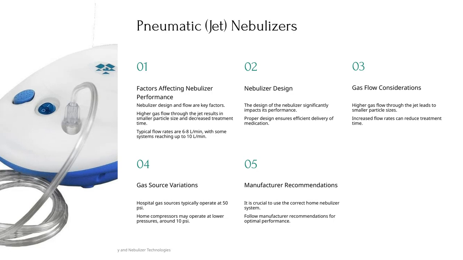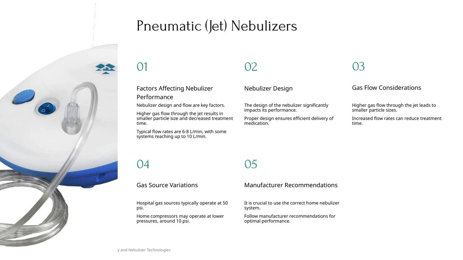When it comes to aerosol drug therapy at home, using the correct nebulizer system is absolutely essential. Following the manufacturer's recommendations helps ensure you're getting the best possible performance from your device. Now, it's important to understand that hospital gas sources usually operate at around 50 psi, which is a higher pressure. In contrast, home compressors often run at lower pressures, typically around 10 psi. This variation in gas source pressure can influence how the nebulizer works.